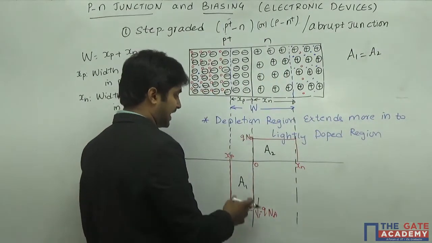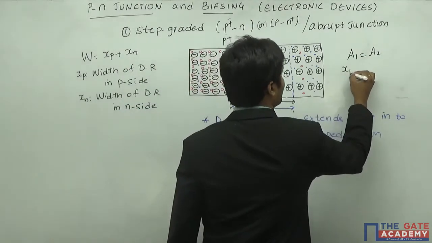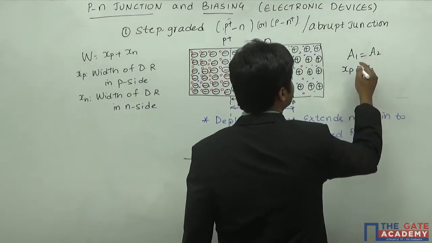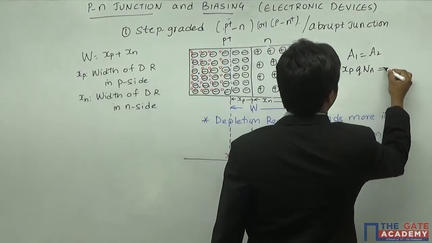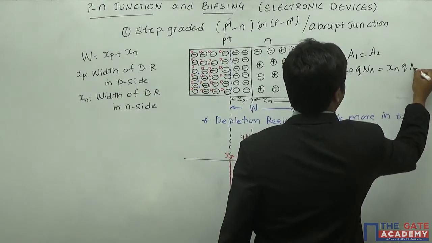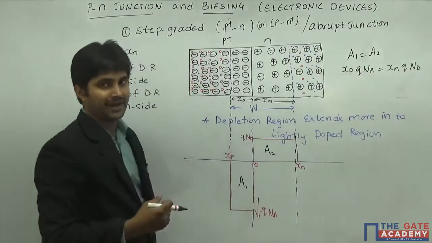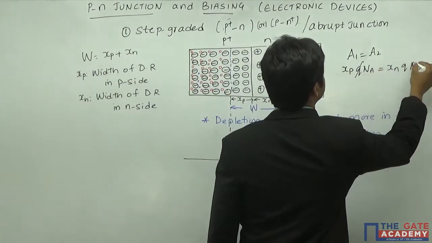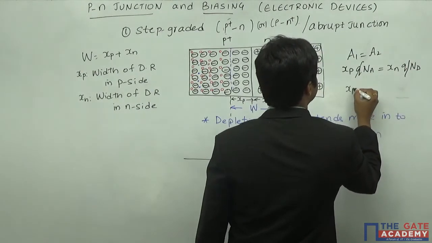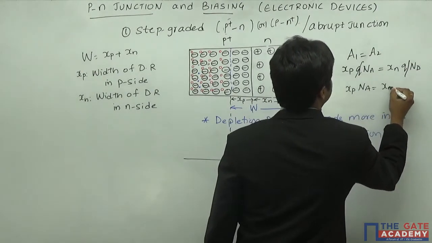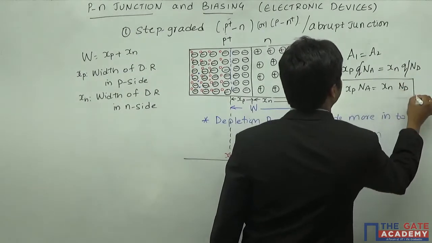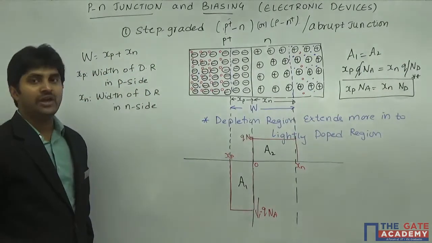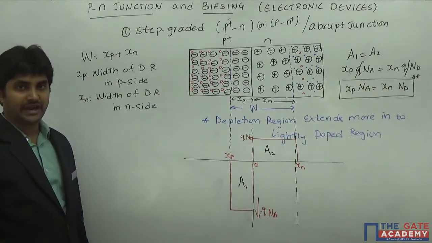So therefore we can write the area here as nothing but XP into QNA. If I only take the magnitude, then XP into QNA is equal to XN into QND. Okay, if I'm only talking about the area or the magnitude of it, I can write that XP QNA is equal to XN QND. Q gets cancelled. So we have a very important formula here. XP into NA is equal to XN into ND. A very, very important formula in the GATE examination. XP into NA is equal to XN into ND.